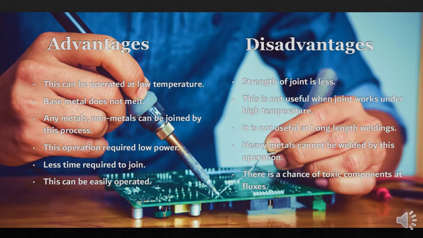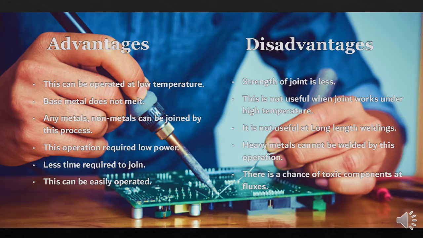So the advantages of the soldering process: the first one is this process can be operated at low temperature. The base metal doesn't melt. Any metal or non-metal can be joined by this process. This operation requires low power and less time to join. And the last is that this can be easily operated.